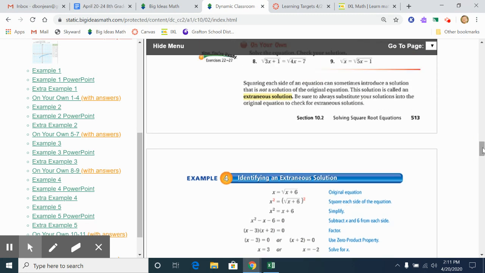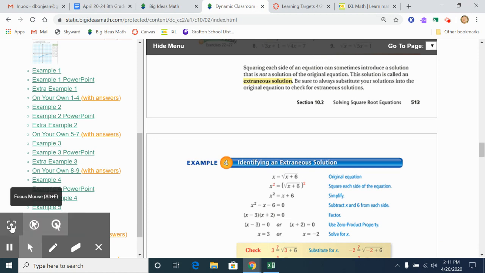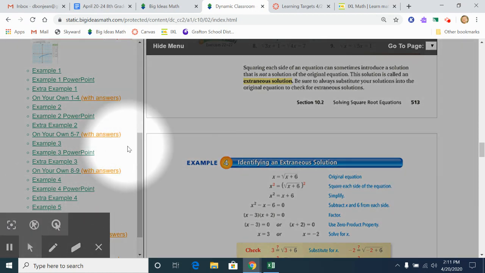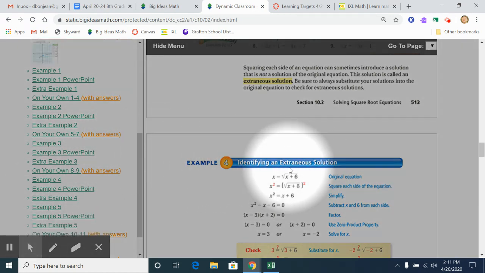You won't really be quizzed or tested on this skill, but it's nice to know. High school teachers will appreciate it. All right, so example 4 is identifying an extraneous solution. So what in the world does that mean?